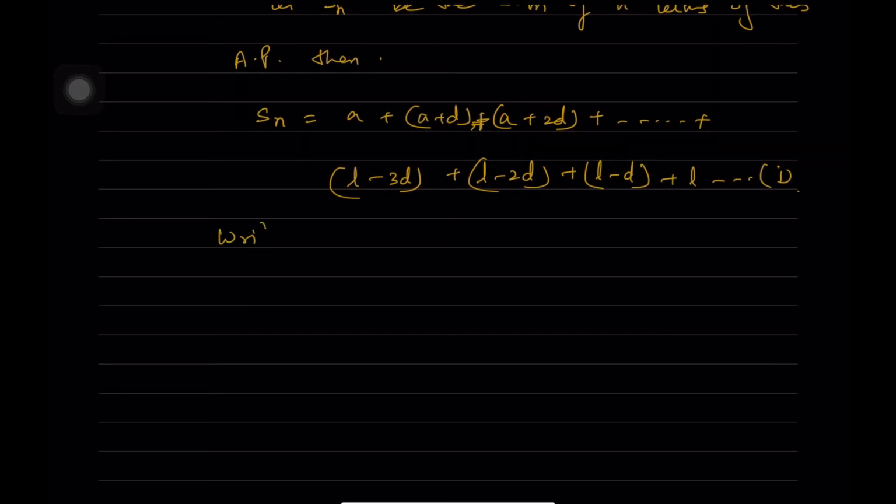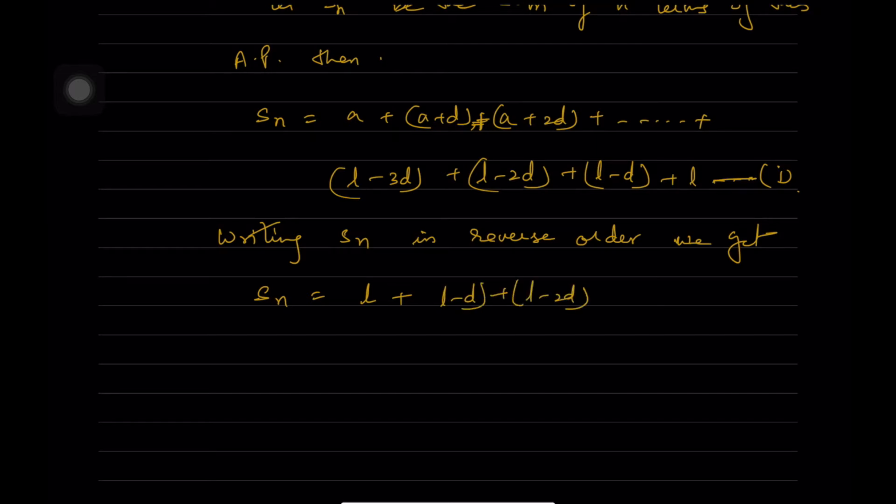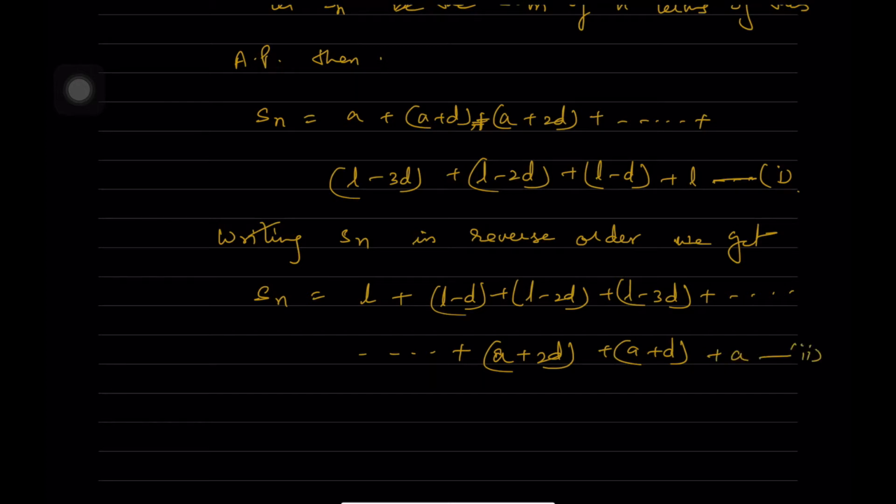Now writing Sn in reverse order, we get Sn is equal to l plus l minus d plus l minus 2d plus l minus 3d plus, and so on, plus a plus 2d plus a plus d plus a. Take this as the second equation.